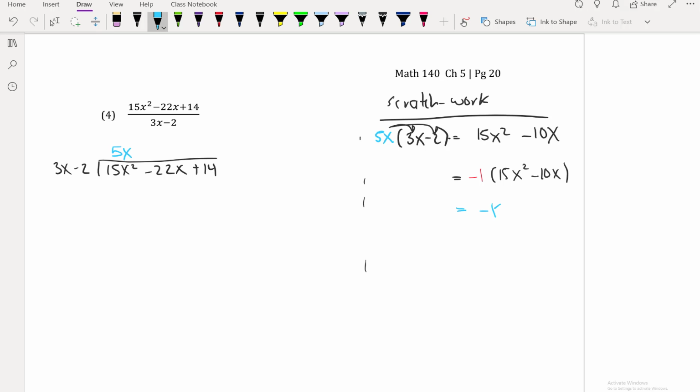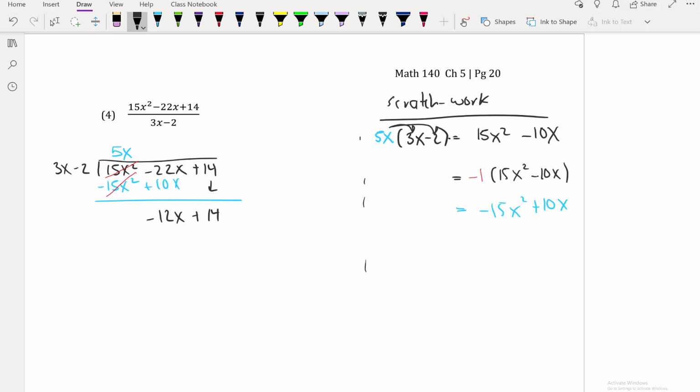So when I do that, it should be a negative 15x squared plus a 10x. So I'm going to go ahead and write that underneath. So I have a negative 15x squared plus a 10x. And the 15x squared and the negative 15x squared canceled. Perfect. Otherwise, you did something wrong. Go back. And now I have negative 2x plus 10x. So I end up getting a negative 12x, and I bring that down, and it's a positive 14.